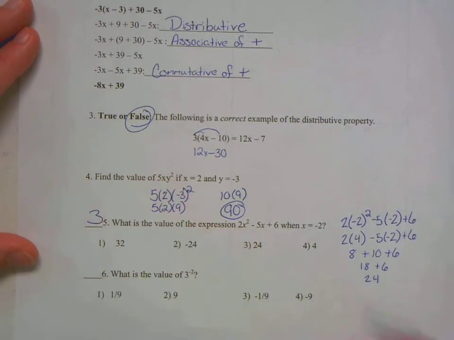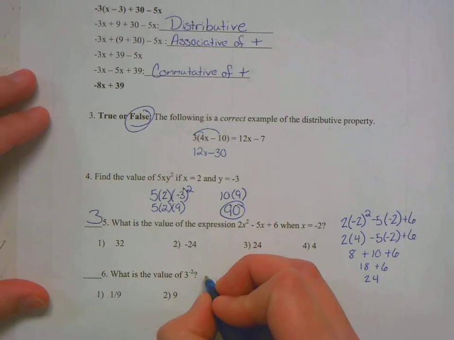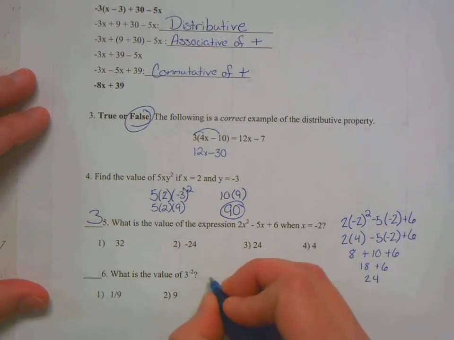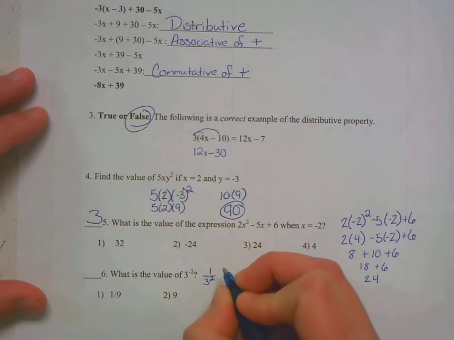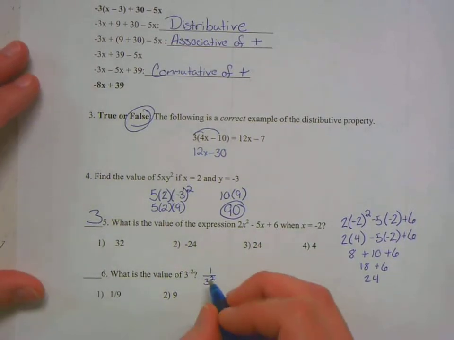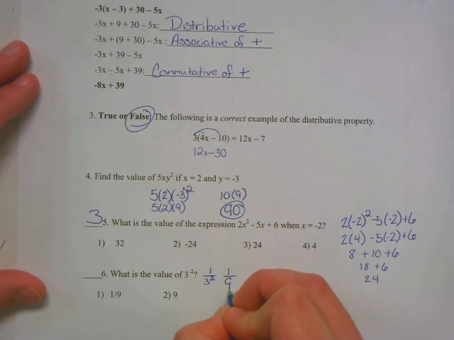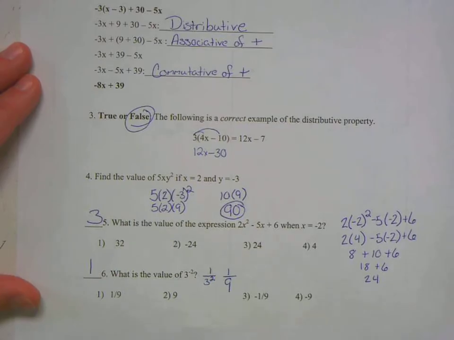Choice 3. Number 6, what is the value of 3 to the negative 2nd power? You can just use your calculator, or if you remember, when you have a negative exponent, that means you flip the fraction. So it'd be 1 over, and then you can change the exponent to positive. So 1 over 3 squared, well, 3 squared is just 9, so it'd be 1 over 9, choice 1.